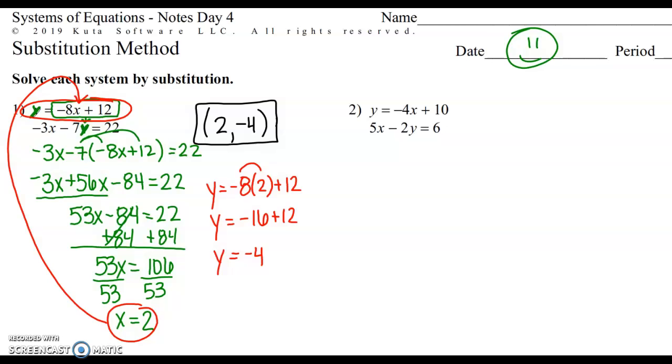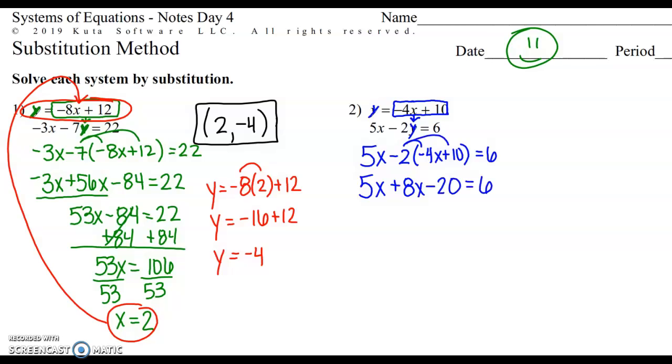So in number 2, again, I can see the top equation is solved for y. Y is the same thing as negative 4x plus 10. So in the bottom equation, I can substitute in for y, or I can replace y with what it is equal to, negative 4x plus 10. So I go 5x minus 2 times, in parentheses, because it's multiplication, the new y is negative 4x plus 10, and we're still equal to 6. So then I distribute, I get 5x, negative 2 times negative 4x is positive 8x, negative 2 times 10 is negative 20, still equal to 6.